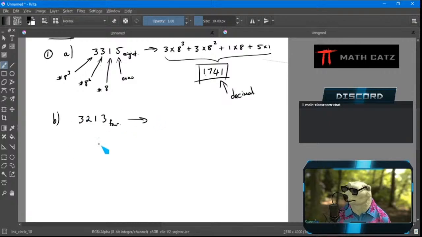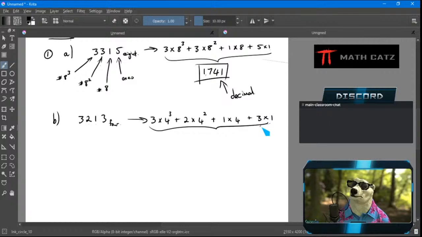Let's not write it underneath and see. I definitely want to write something, and more would make the quiz answer better. But let's just see if we can understand the places here. Right to left is still how I think about it. Ones, fours, 4 squared, 4 cubed. So it'll be 3 times 4 cubed plus 2 times 4 squared plus 1 times 4 plus the last 3 times 1.